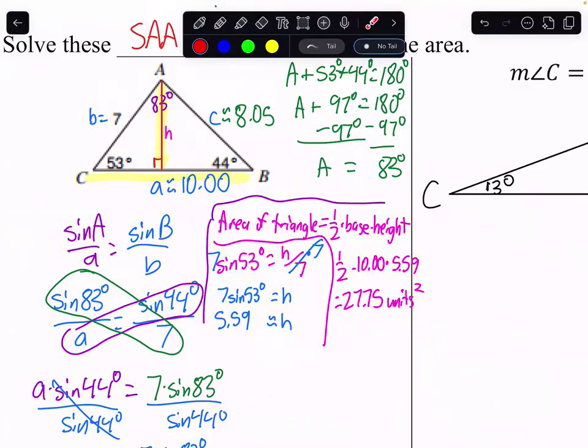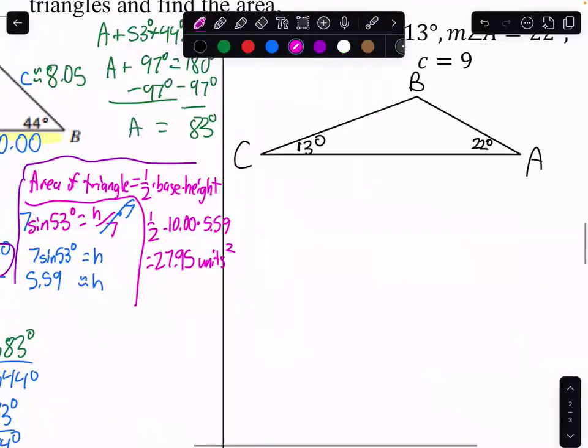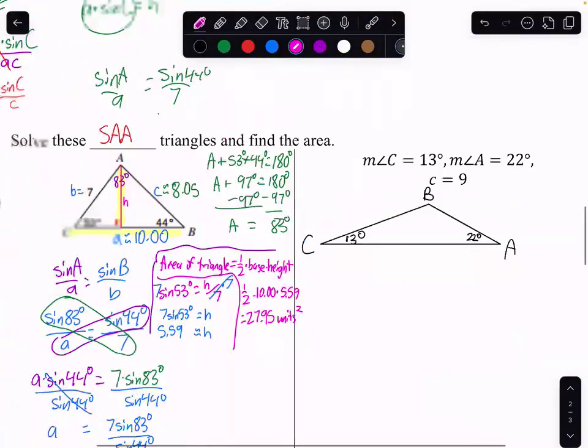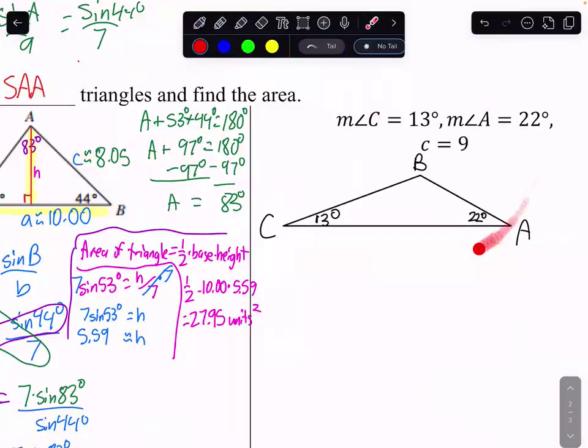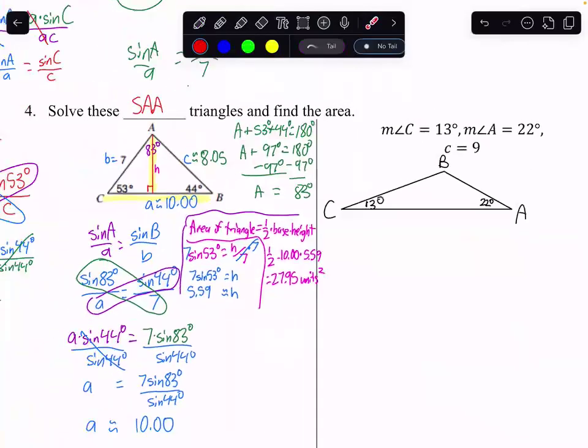Oh, really? Let me double check my math. Oh, yeah, you're right. Thank you for catching that. Sorry. Okay, so once you fix that, go ahead and try to find all missing sides, all missing angles, and the area of this second triangle.